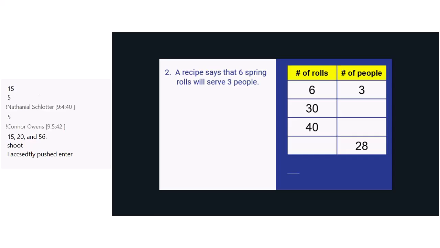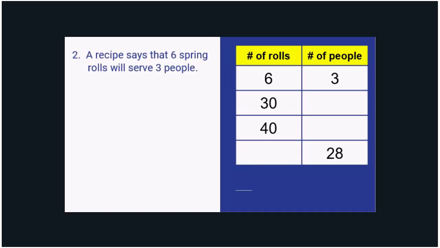So now we're going to switch gears in the food that we're talking about. It's not rice anymore. Now we're talking about spring rolls. In this table, the only piece of information we know that goes across the table is that 6 spring rolls will serve 3 people.